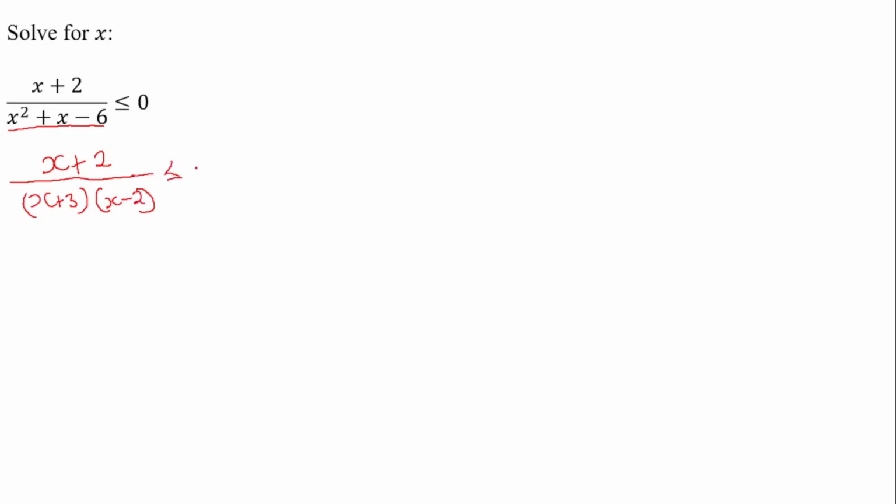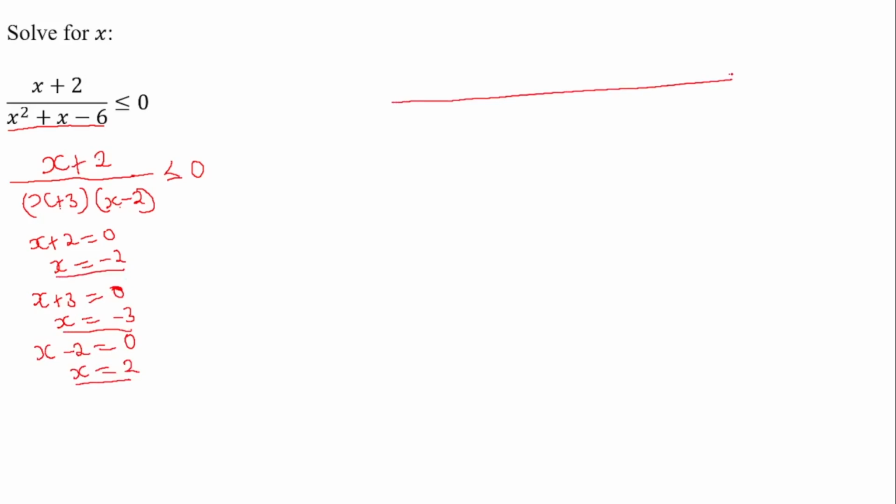And then what we do next, we have to get the critical values from these three: x plus 2, x plus 3, x minus 2. So if x plus 2 is equal to 0, we get x is equal to negative 2. If x plus 3 is equal to 0, we get x is equal to negative 3. And if x minus 2 is equal to 0, we get x is equal to 2. So these are the critical values.